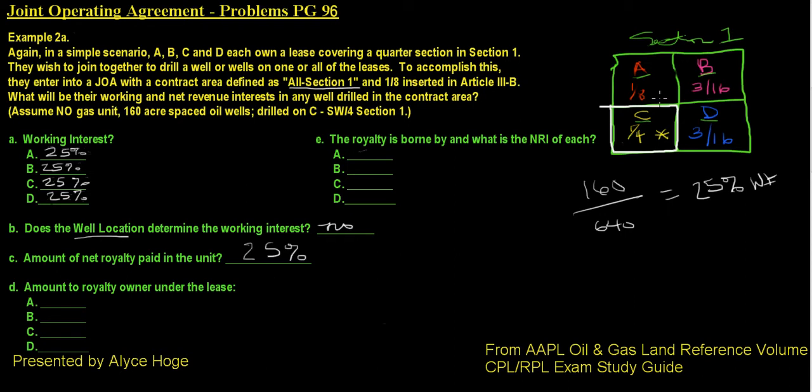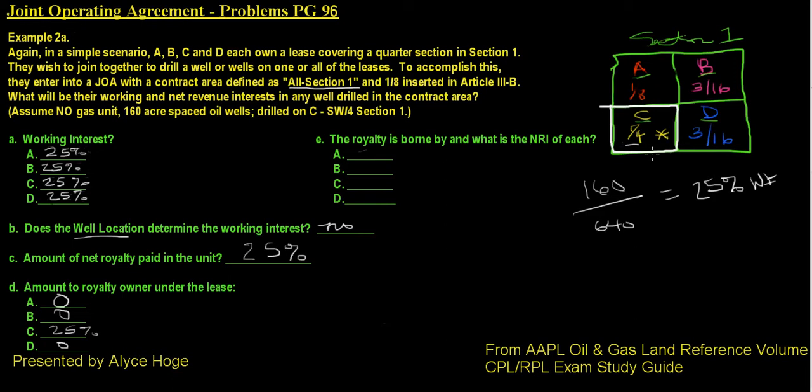So that means A is not going to get paid a royalty interest because A is not part of the spaced unit. So A is going to get 0 royalty payments, A being the landowner. B's lessor is also not part of the spaced unit, so B's lessor will not get a royalty payment. C's lessor will get their 25% because the well was drilled and the acreage was spaced on their specific lease. So that means C is going to get a 25% working interest. And then D is going to get, again, 0 because D was not a part of the spaced unit.